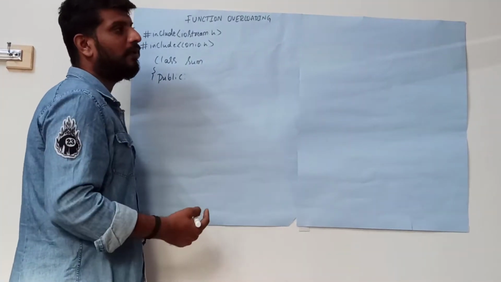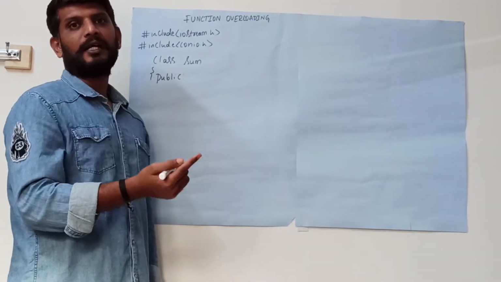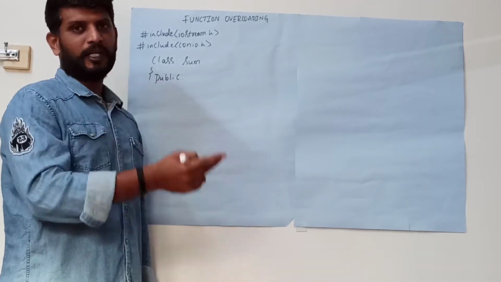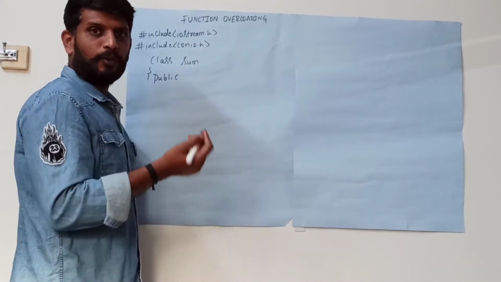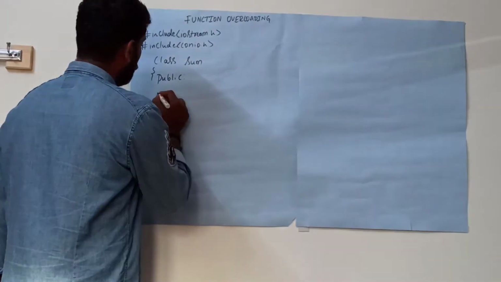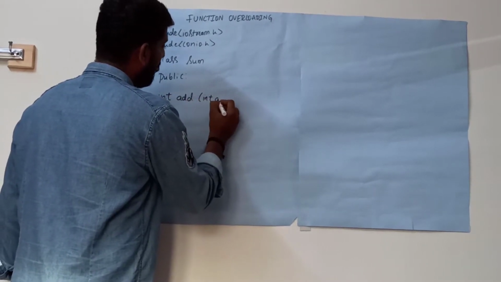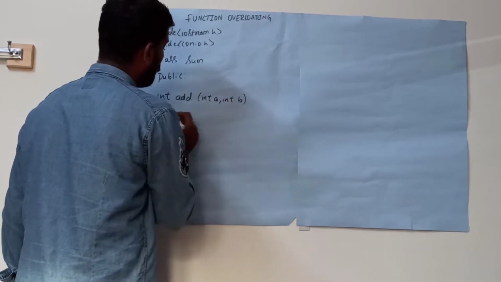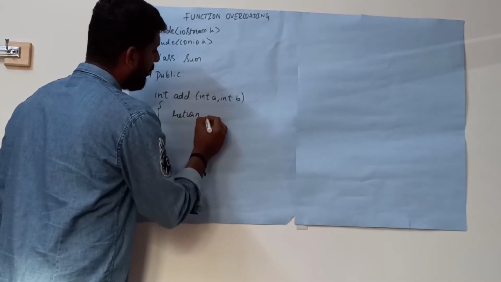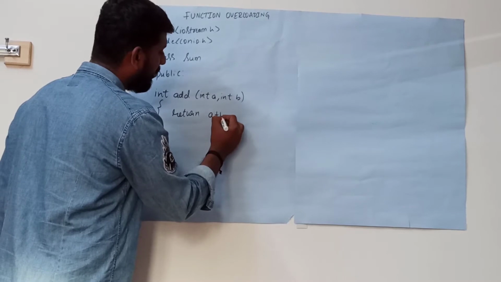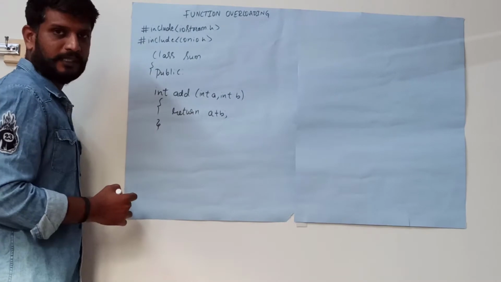So basically I will create two different functions. One function will add integer values and the second function will add floating point values. Whenever I have two integers, the output again will be an integer value. So int add of int a, int b. This function will add the values of a and b, and whatever value you get will be returned. That is the first function.